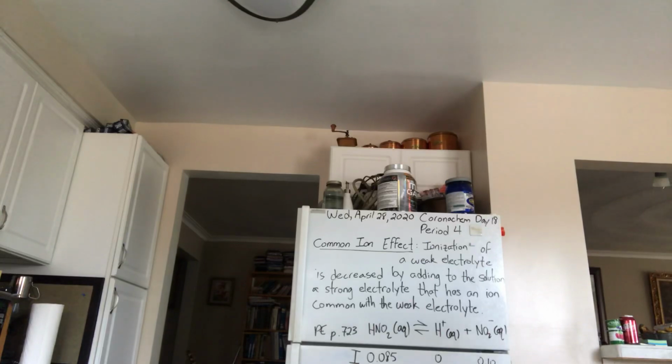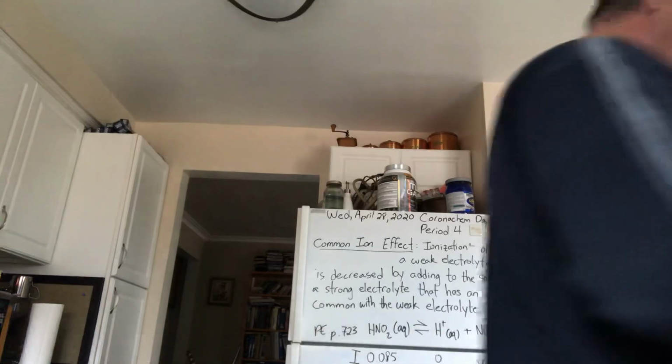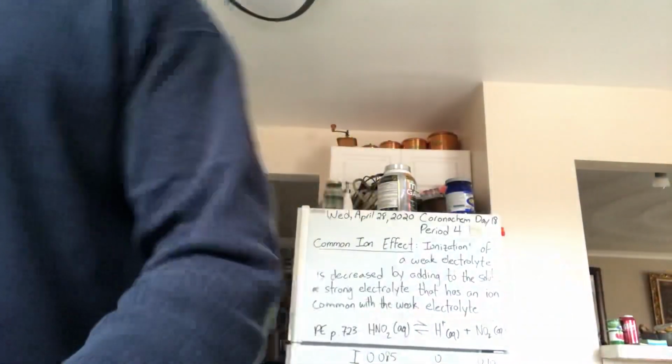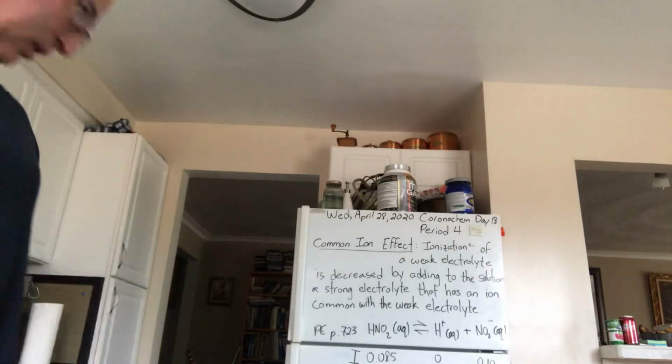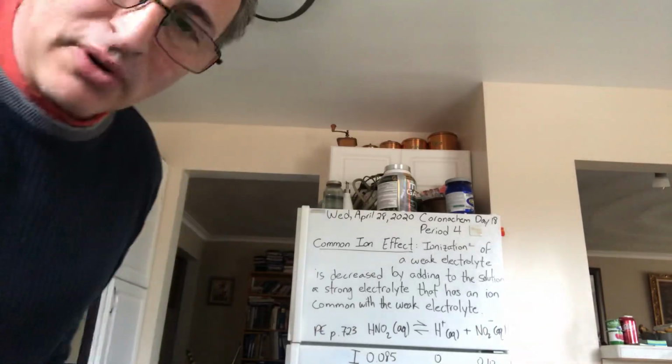The question asks, calculate the pH of a solution containing 0.085 molar nitrous acid, HNO2. It has a Ka of 4.5 times 10 to the minus 4. And 0.1 molar potassium nitrite. So the potassium nitrite, because it's 0.1 molar, releases some ions into the solution before the acid even begins to dissociate.